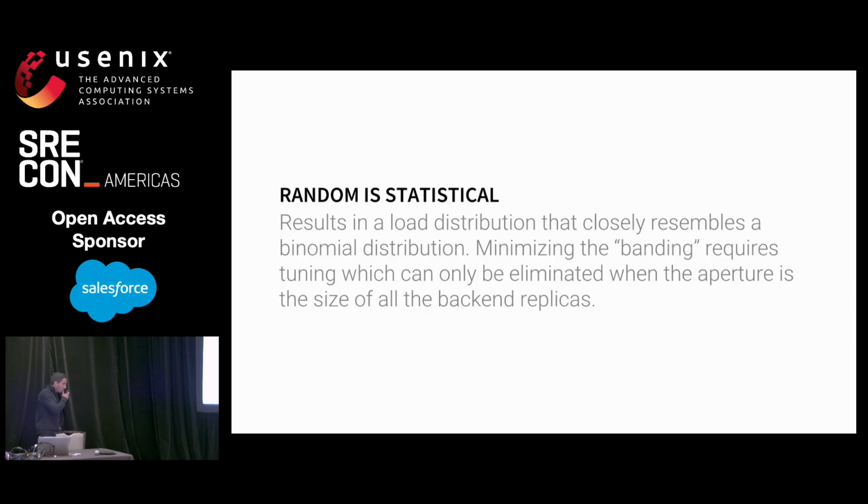Fortunately, because random is statistical, we have all the statistical tools at our disposal to reason about this. Turns out the process that we use to assign sessions to apertures can be closely modeled by a binomial distribution. And we can minimize this banding that we saw in the previous graph by expanding our aperture, but we can't completely remove it unless we actually open the aperture completely.